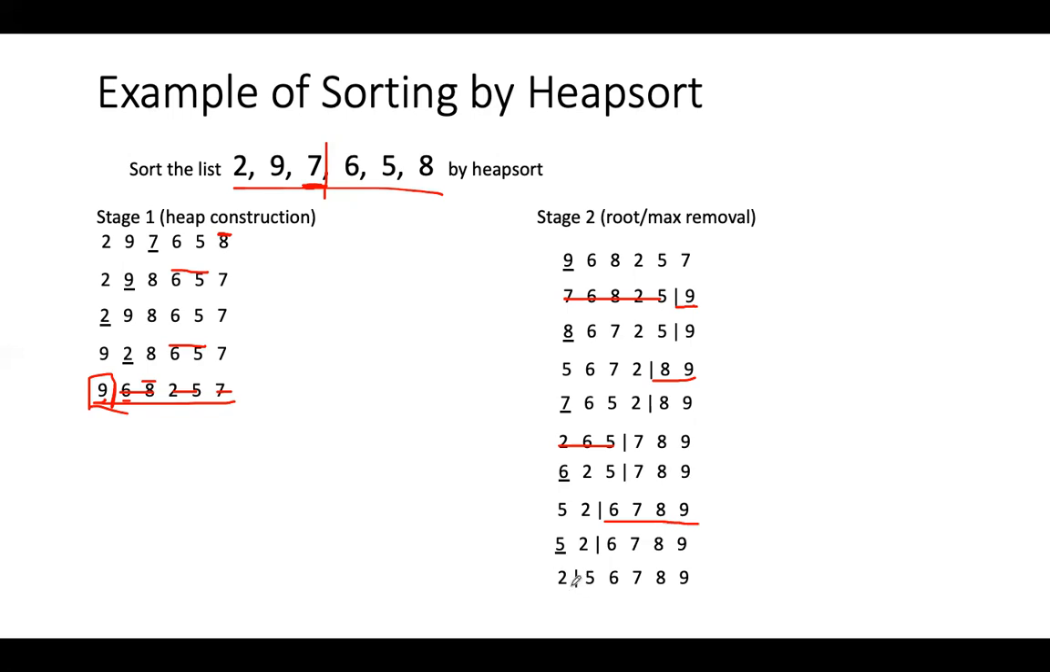So at the end, you'll remain with only 2, which is the least element in the heap, and remove that and add it to the list. So we'll get the sorted elements. Is it clear? Simple heap sort algorithm.